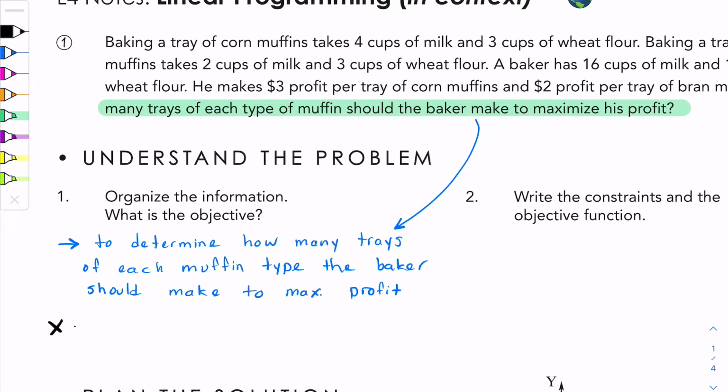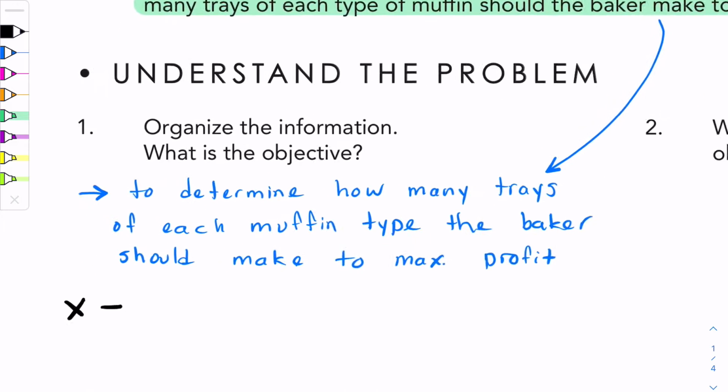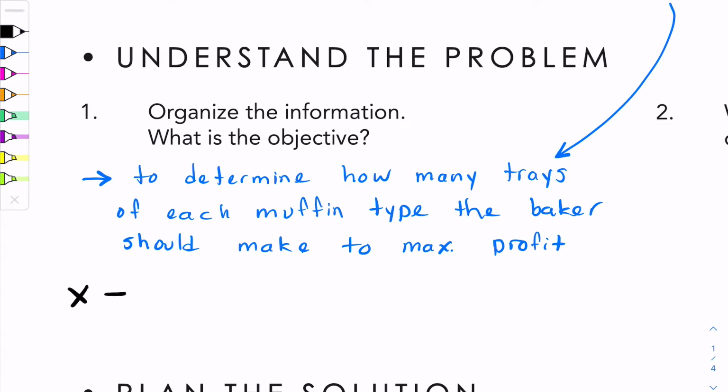I'm going to label X for this problem as trays of corn muffins, and I'll use Y for trays of bran muffins. You can use any variable you want. You could use C for corn, B for bran if you want. I just always use X and Y. I think that most math problems use X and Y. I feel like it's just common, so that's what you see me use. You guys can use whatever.